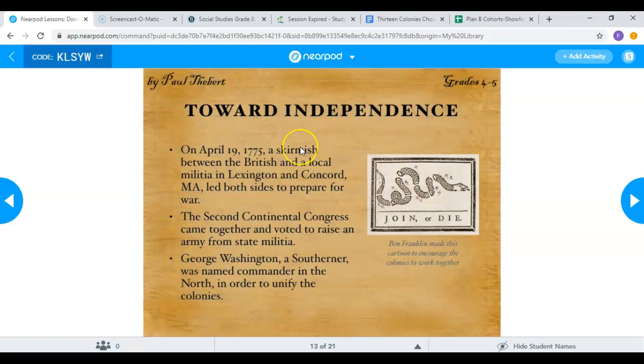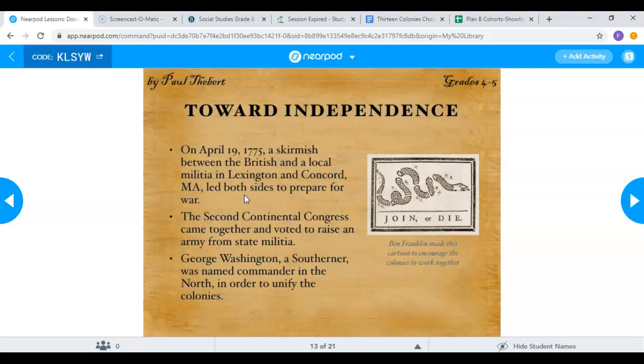So again, here's a better picture of the political cartoon. On April 19th, 1775, this is when the war actually broke out. The very first shot that started the Revolutionary War was on April 19th, 1775. This wasn't necessarily planned, but it happened anyway. It was between Lexington and Concord in Massachusetts. After this point, it was a full-on war.